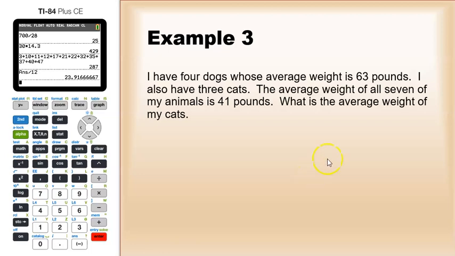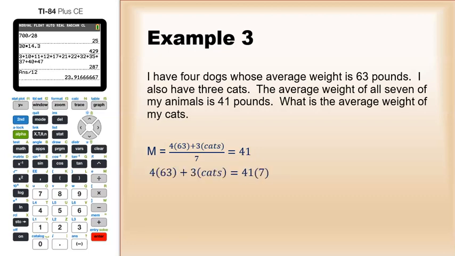Well, let's start off with what we know. We know the 4 dogs have an average weight of 63, so I can figure out the total weight of those dogs by multiplying those numbers. The mean we're trying to find is going to be 4 times 63 for the dogs, plus 3 times the weight of the cats, divided by the 7 total animals. And I know that that mean should be 41.